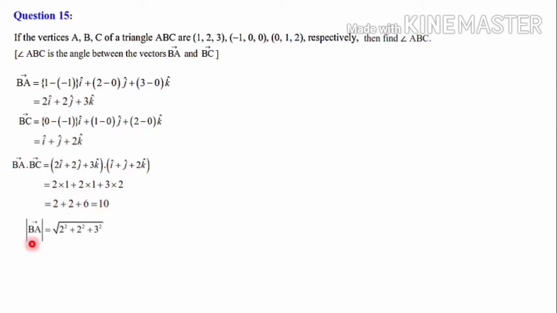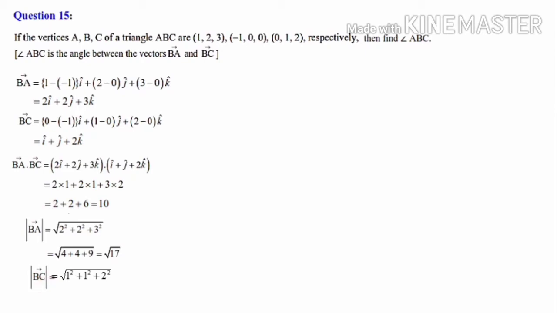Then we have to go for the modulus of BA, that is equal to root of x square plus y square plus z square, that is 2 square plus 2 square plus 3 square. That is root of 4 plus 4 plus 9, so we get root 17.